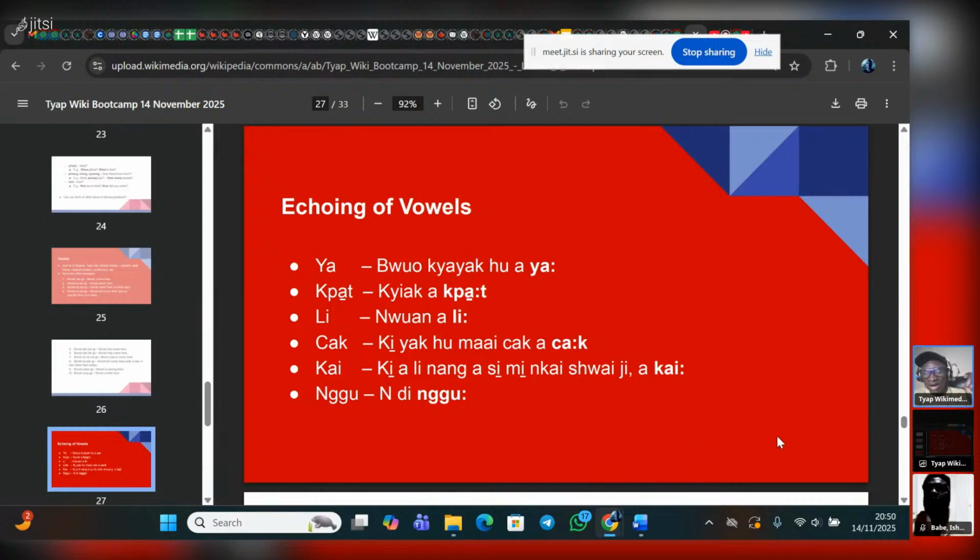So we must have heard in some sentences like Bokeyaku Aya, that's fetch the food and eat. It's not just Bokia Kwaya, but Bokia Kwaya. The ya is actually extended to be like it is two A's rather than one A. It's actually an echoing of the vowel sound. And then you have kyak a bird, that is carry and put it on your head.